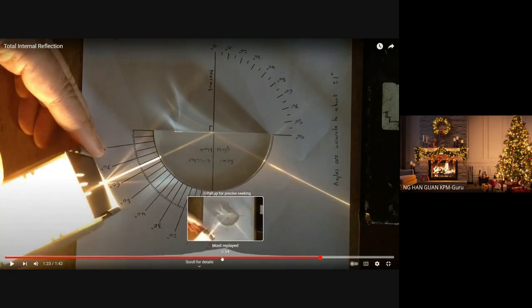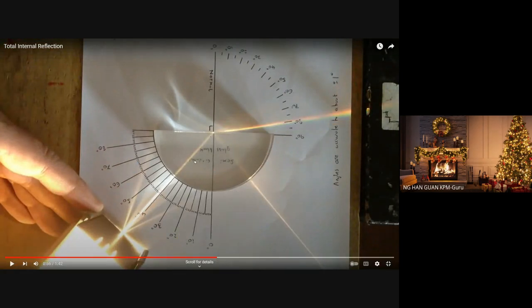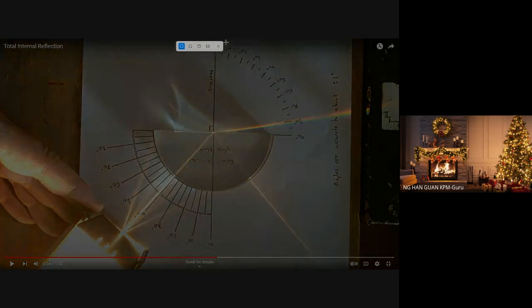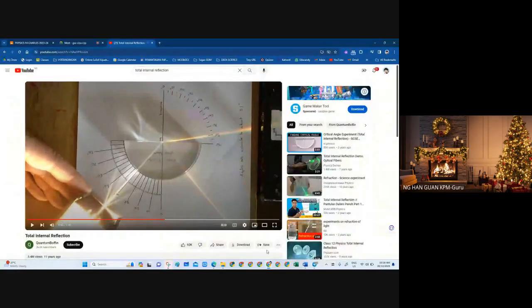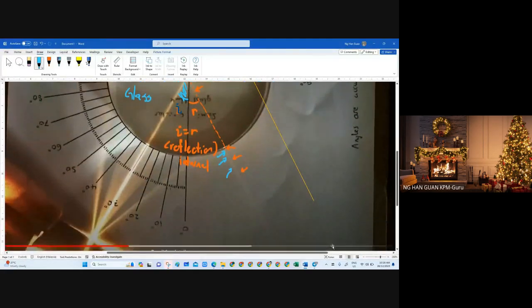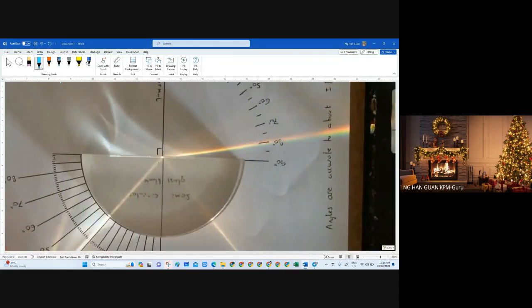Okay, so the moment before we get the total internal diffraction, what we can see is the angle of the diffracted ray out from the glass. When we slowly increase this angle I, then angle out will definitely be increased also.